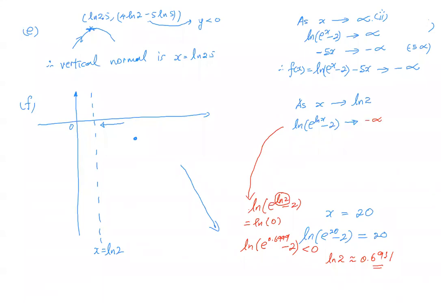Hello? So therefore, my f(x), which is equal to ln(e^x minus 2), then you take away some more, 5x, correct? So it will approach negative infinity. So this one, it will go down like that. So your whole graph will be like this.